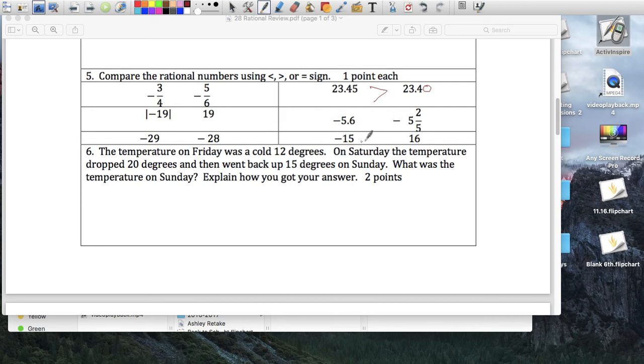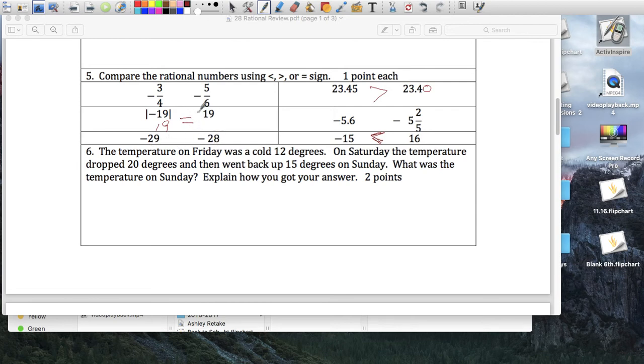Negative 15 and 16. Obviously, negative 15 is going to be less because it's a negative number. A negative number is always less than a positive number. Absolute value of negative 19 is 19. And is that greater than 19? It's not. Is that smaller? It's not, but they're equal.